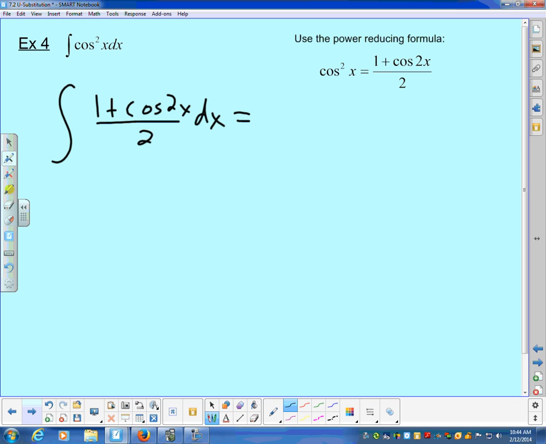Okay, now I'm going to rewrite this again. This is the integral of 1/2 dx plus the integral of cosine of 2x over 2 dx. So I broke that up using one of the properties of integrals that says I can integrate each piece and then add them up.